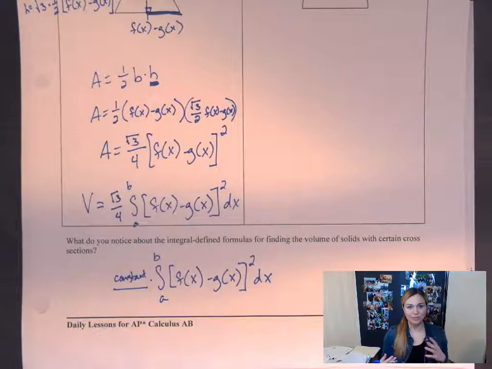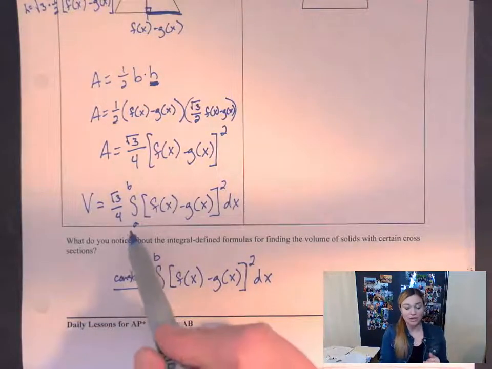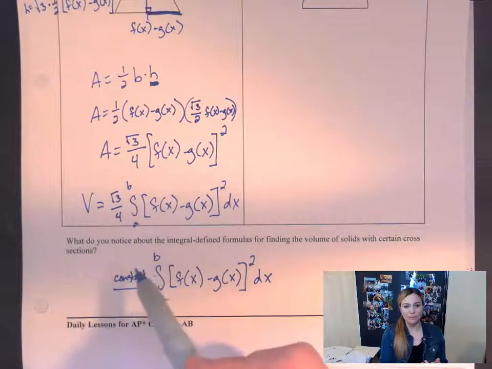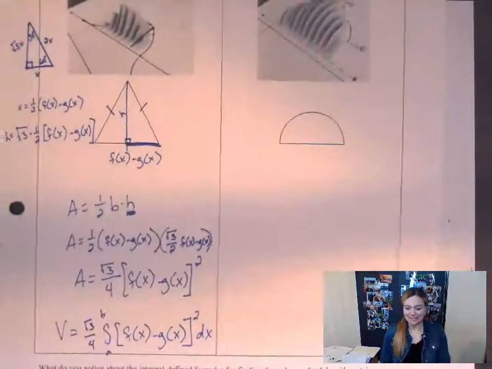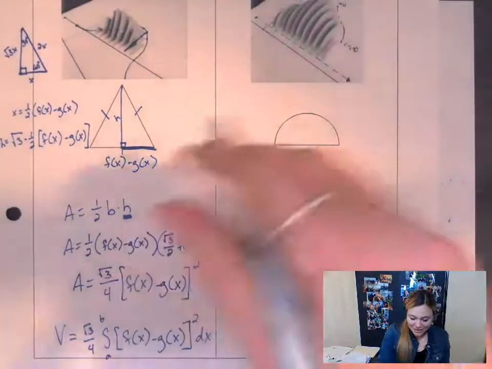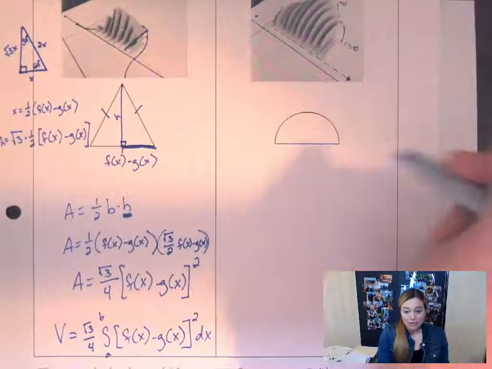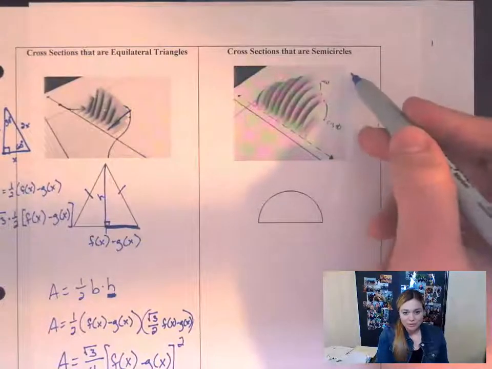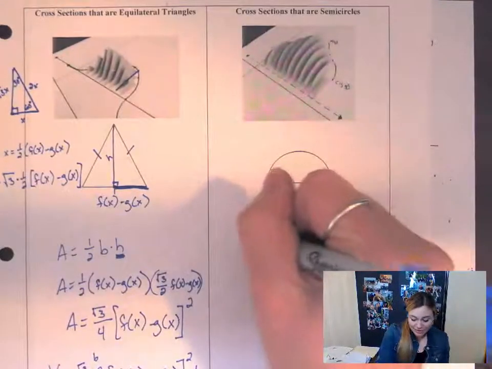Isosceles right triangle we said was 1/2 times f of x minus g of x squared. And now we've got equilateral triangle multiplied by square root of 3/4. Let's do one more. You're like, this one doesn't look like it's going to be something like that. Let's try. This is a semicircle. So it says cross sections that are semicircle. So we need to take the area of a semicircle.